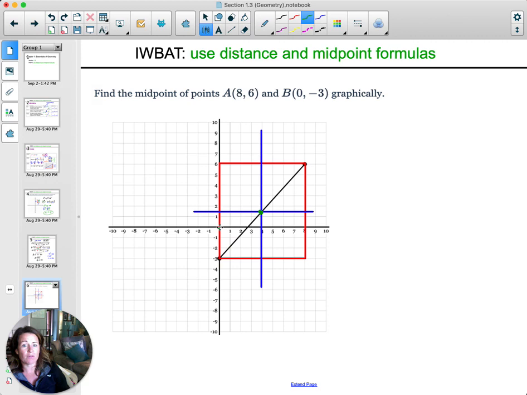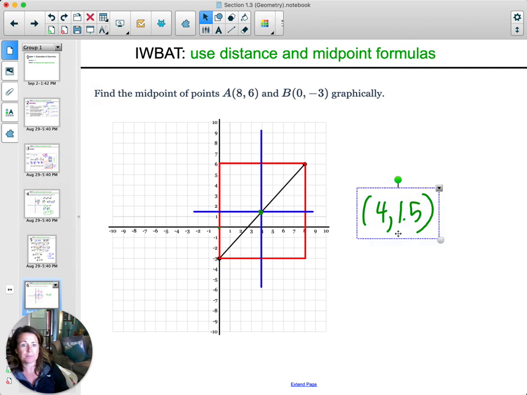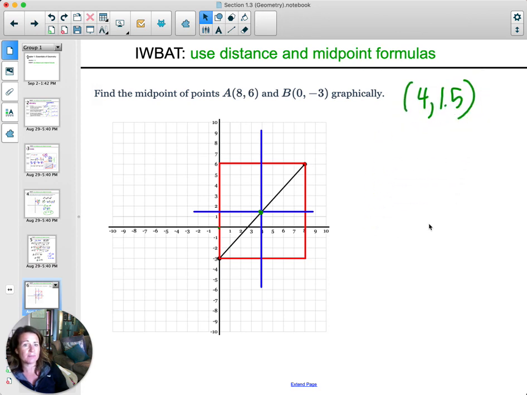So then you just count from the origin, plot that point. So 1, 2, 3, 4 is your x, and then 1.5 is your y. So that's the midpoint. So that's how you could do it graphically.